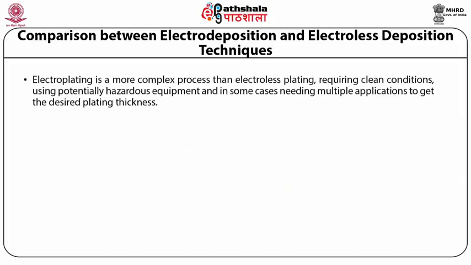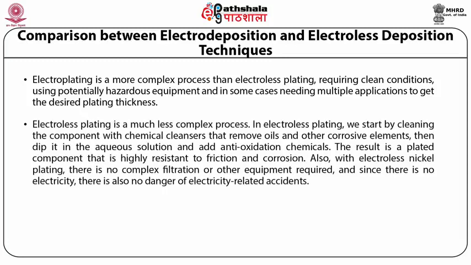Electroplating is a more complex process than electroless plating. It requires clean conditions. It uses potentially hazardous equipment, and in some cases, it requires multiple applications to get the desired plating thickness. Electroless plating is a much less complex process.